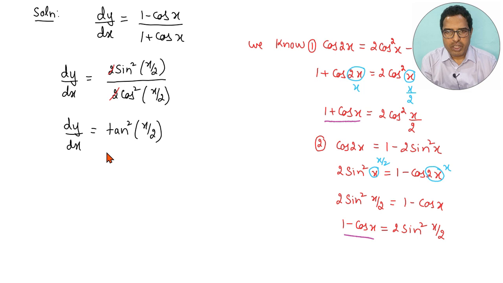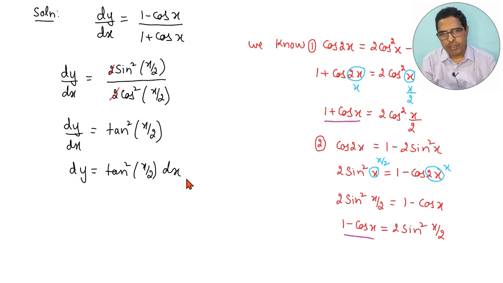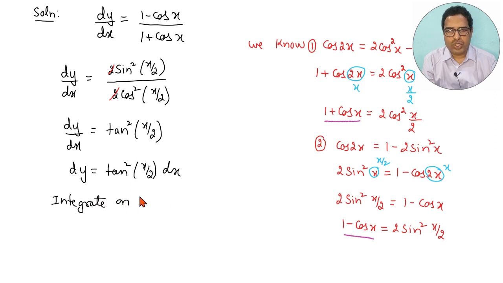Now let us try to separate the variables, which means we will try to get x on one side and y on the other side. So here tan square x by 2, so the x value is over here. Send this dx also to the other side. Just cross multiply this one. We get dy is equal to tan square of x by 2 into dx. So you can see that the variables are separated. y is on the left hand side, x is on the right hand side. Now let us try to integrate this one. Integrate on both sides.